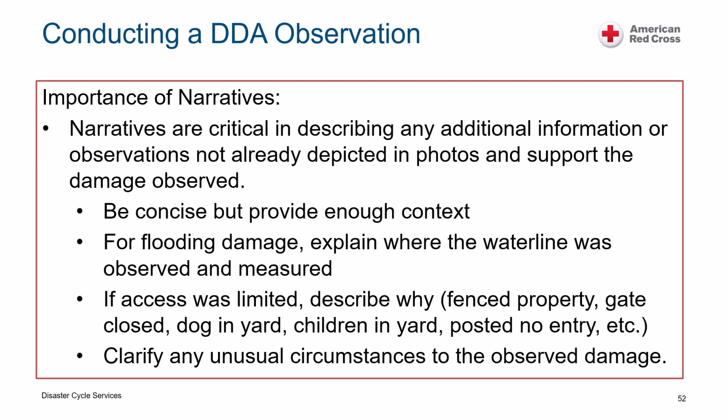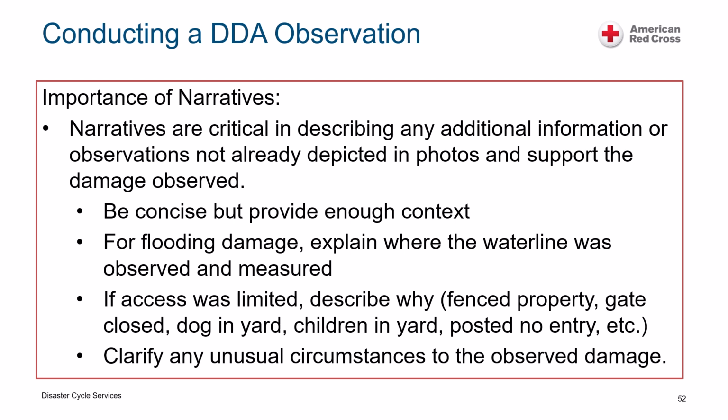For flooding damage, the narrative should explain exactly where on the home the water line was observed. For example, 18-inch water line below the windowsill on the left side of the entry is a good narrative. The narrative should include a measurement of the water line from the bottom of the front door, not the ground. Narratives should include whether a 360-degree observation was completed.